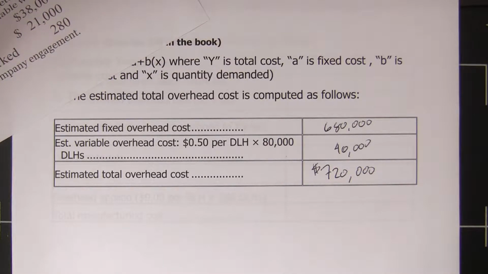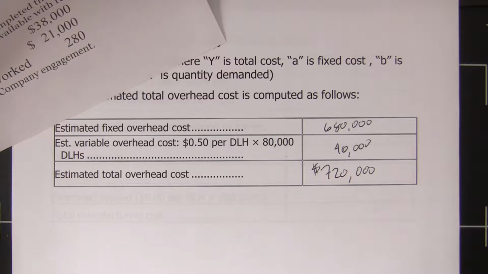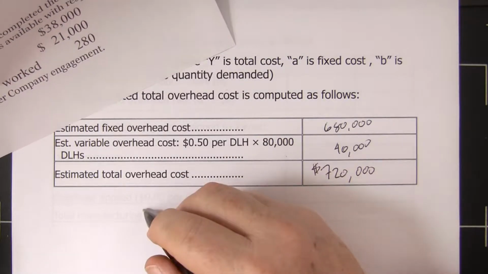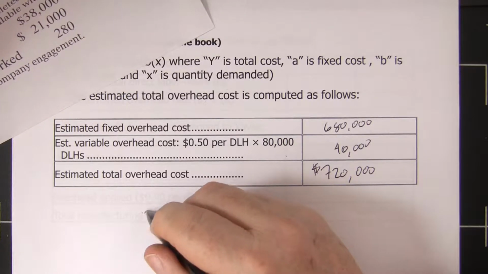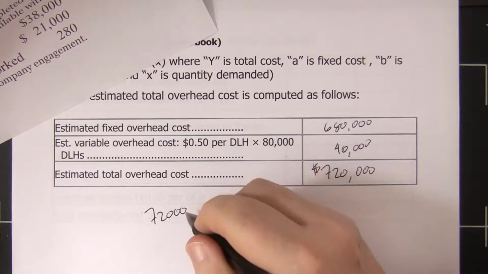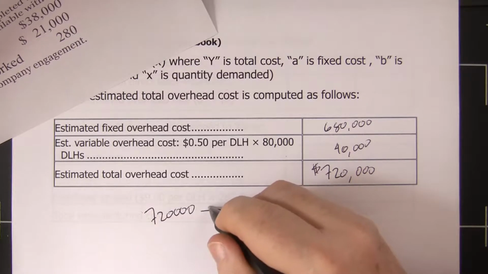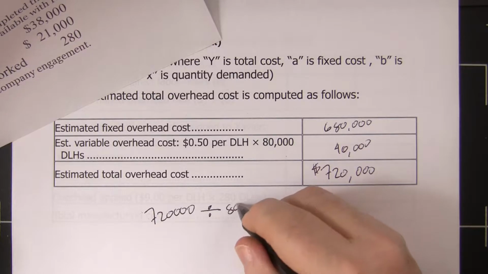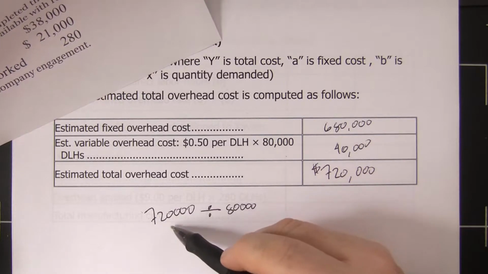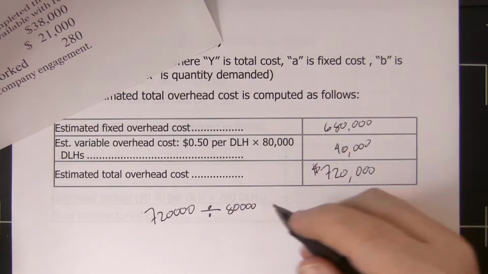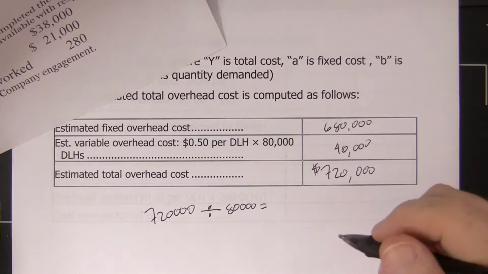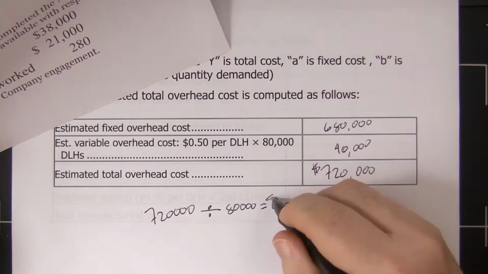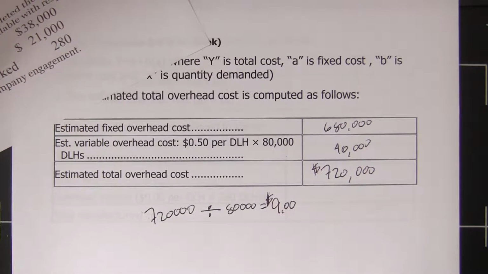Why do we need that? So that we can come up with our predetermined overhead rate. So we estimate 720,000. We're going to use 80,000 hours. We guessed 720. We guessed 80,000. And that gives us our predetermined overhead rate of $9.